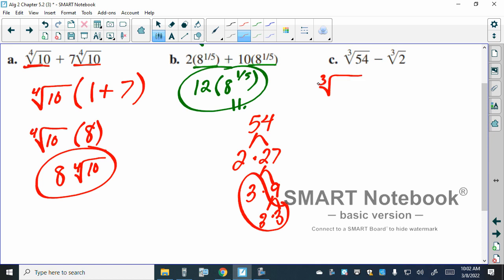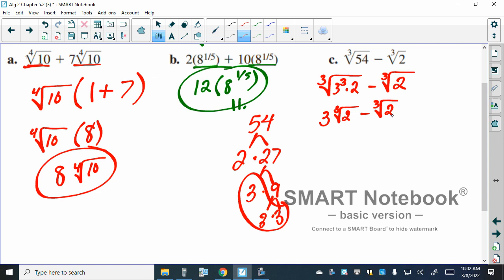So for the cubed root of 54, we can really rewrite it as the cubed root of 3 cubed times 2, and then we have minus the cubed root of 2. Now the cubed root of 3 cubed will actually simplify to just be 3. We can move one of them out, and what that leaves inside is the cubed root of 2 minus the cubed root of 2.